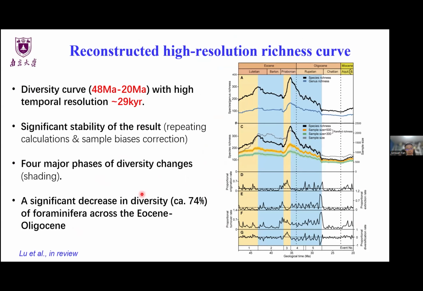And we just recently used that program in a new study on the Eocene-Oligocene transition. We studied the marine diversity curve of the foraminifera from 24 million years ago to 20 million years ago. The temporal resolution of the stratigraphic correlation is about 29,000 years. And we can recognize four major biodiversity changes in the study interval, including two diversity increases and two diversity declines. And each of them represents a significant influence of environmental change.